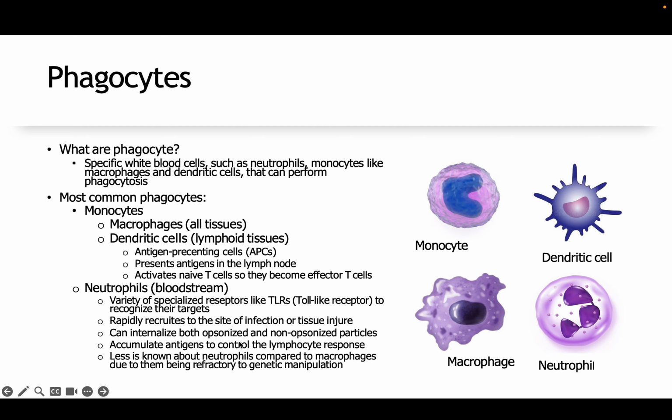Their mechanism of how they're able to eat is not so well known like macrophages, because neutrophils, once you take them from the blood, they die within 6 to 8 hours. Macrophages, they can live up to weeks. So you're able to study them much more. Neutrophils, no, it's just a couple of days, honestly.